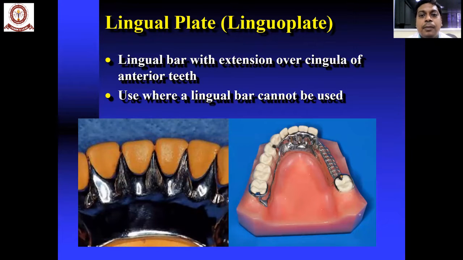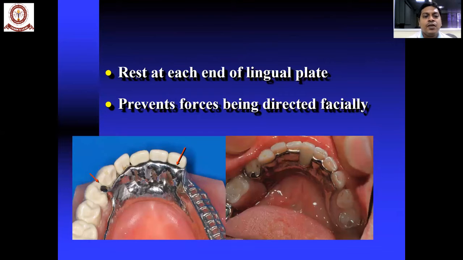Now, a lingual plate or linguoplate is a lingual bar with extension over the cingula of the anterior teeth. It's called a lingual plate, used where a lingual bar cannot be used. So it rests at each end on the lingual plate, and it's going to prevent forces from being directed facially.